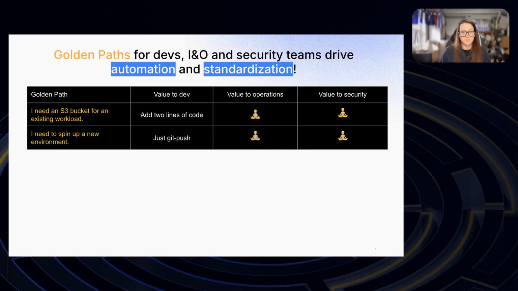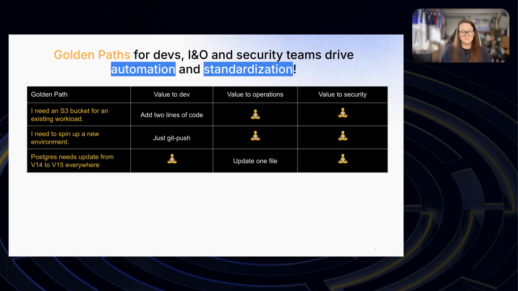Another example, you need to spin up a new environment. Let's say you want to create an ephemeral environment for testing. All you need to do is a git push, and all you need to do is use PRs to make that happen. And I'll show you this in a little bit. Operations and security don't have to do anything because their job is already done. They've set the parameters in place and talked about when and how this can be used.